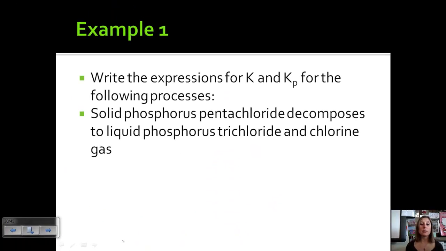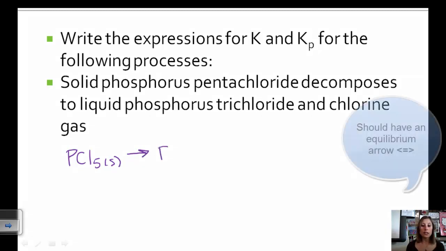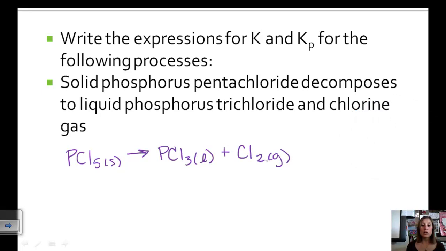Okay, let's look at an example for Kp. I want to write the expressions for Kp for the following processes. We have solid phosphorus pentachloride. Phosphorus penta means 5, so PCl5, it's a solid. It decomposes to liquid phosphorus trichloride, so PCl3, and chlorine gas. Well, we know that the only things that can be included in the equilibrium expression are gases and solutions. So PCl3 is out and PCl5 is out.